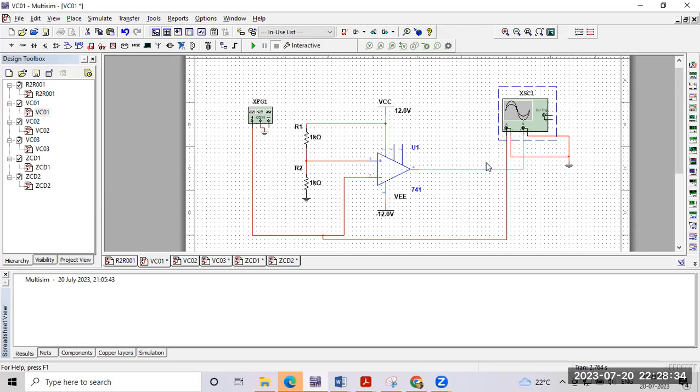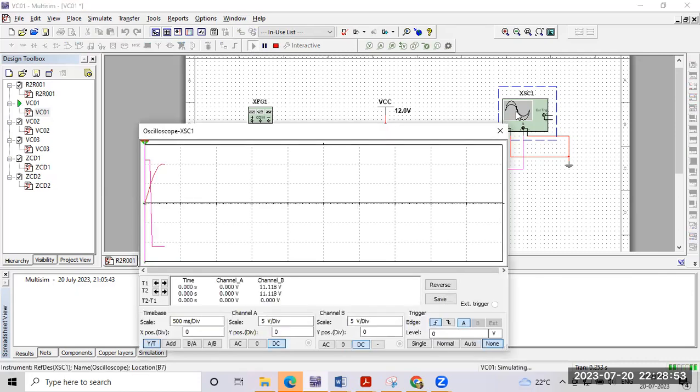We need to connect this in the Multisim software. Here, the A channel I'm going to give to the input, the B channel to the output, and negative to ground. I think all of you understood how to do the circuit. Next, run, and then observe the waveform here.